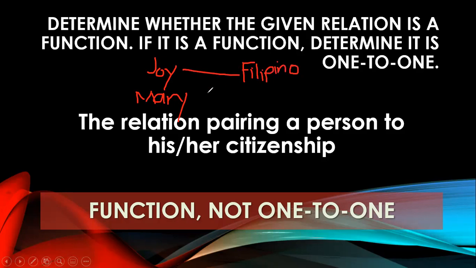Okay? So ang x values natin si Joy and Mary, tapos sa y natin is Filipino, which is a citizenship. Okay? So parehas sila, nag-share sila sa isang y value or parehas sila na Filipino. Thus, hindi na natin to pwedeng i-consider as one-to-one function.